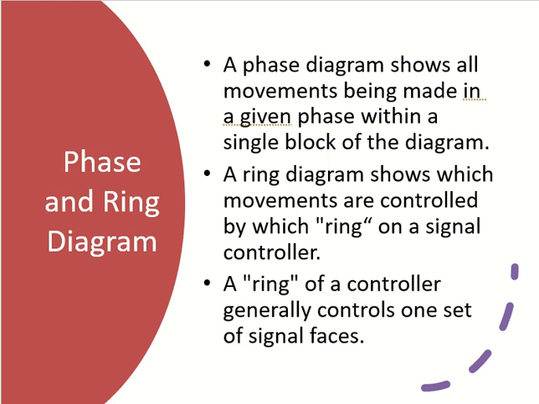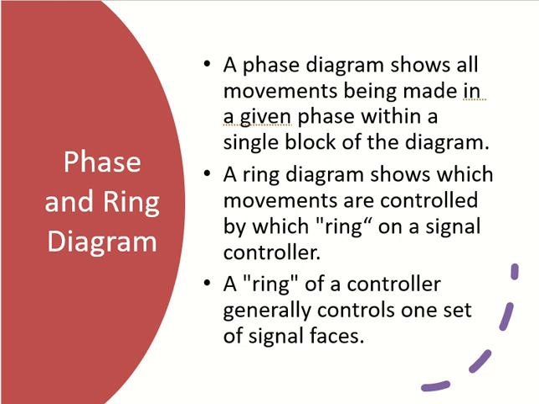In a phase diagram, all movements of one phase are together, irrespective of their direction. Wherever they are happening, because they are happening at the same time, they will be in the same box for the phase diagram. In the ring diagram, all movements which are happening in the same phase in one direction will be together.